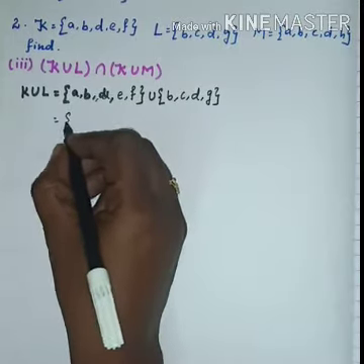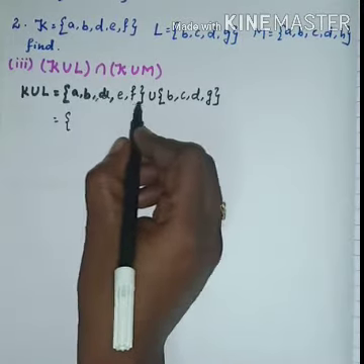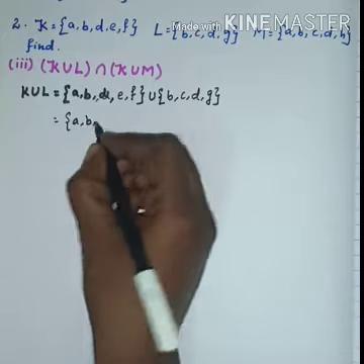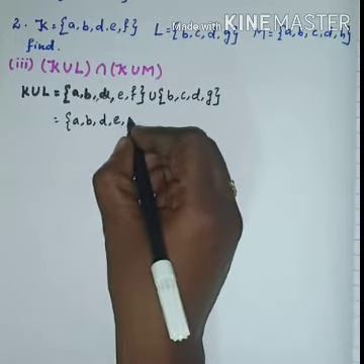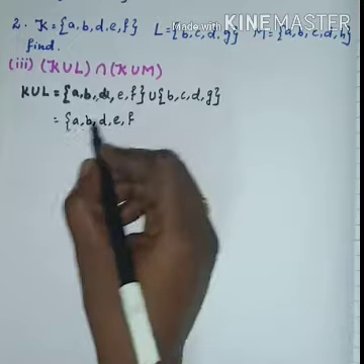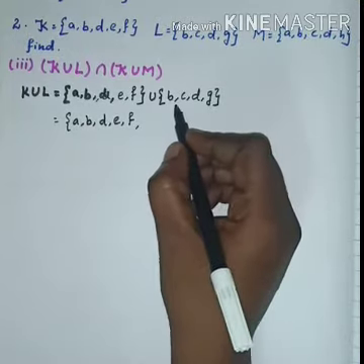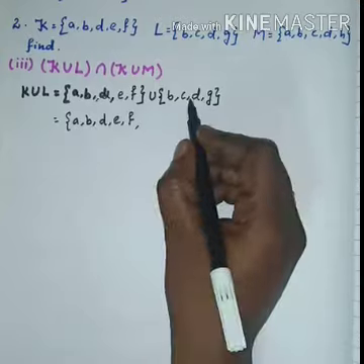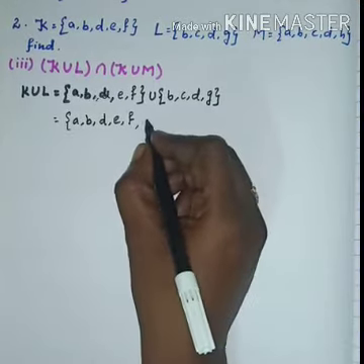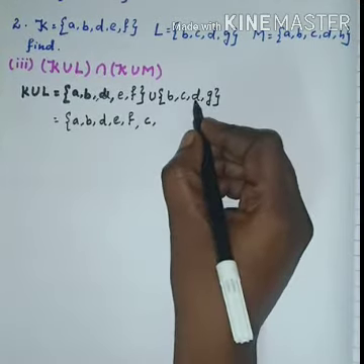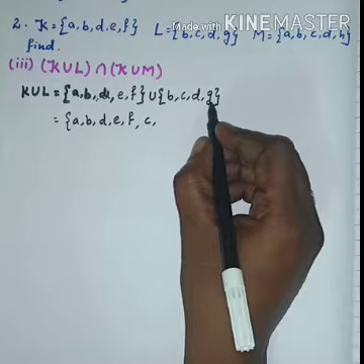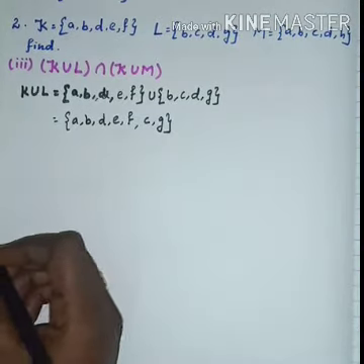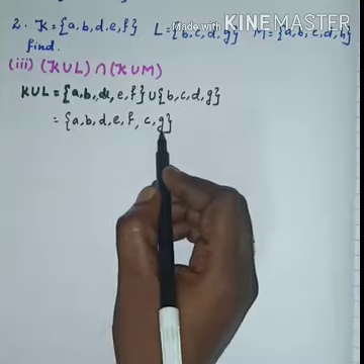So first write the elements of the first set. What are the elements in the first set? A comma B comma D comma E comma F. This is the first set. And then in the second set, B we already wrote, and C we didn't write, so include it. D we already wrote, G we didn't write, so include that. Okay, this is your K union L.